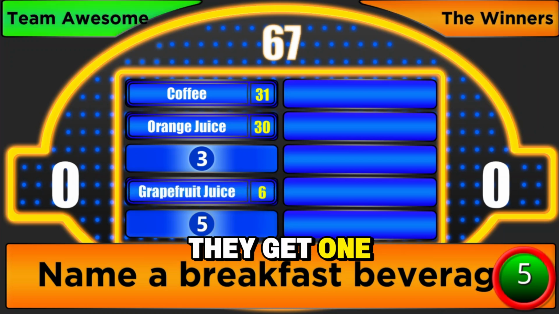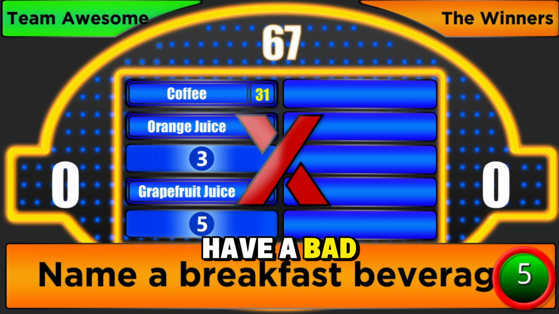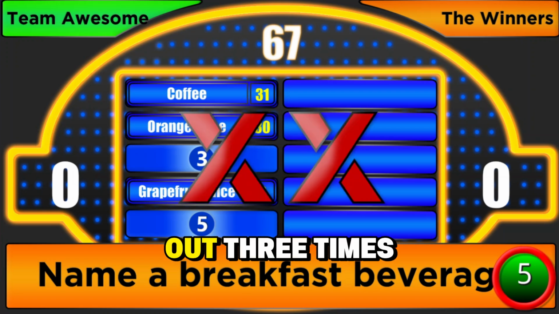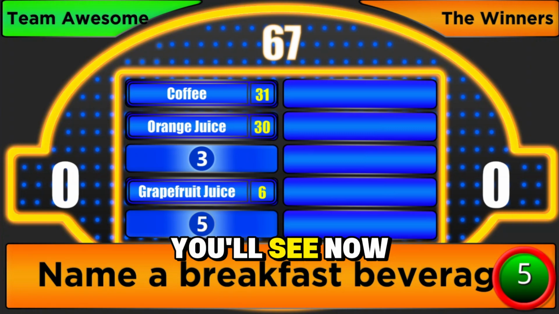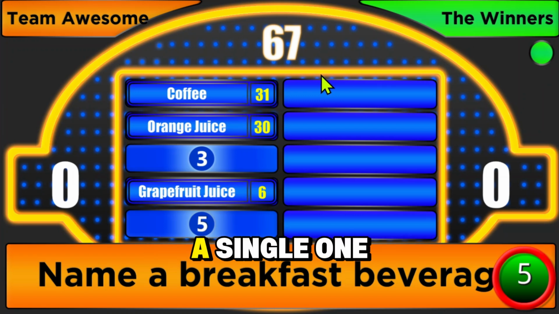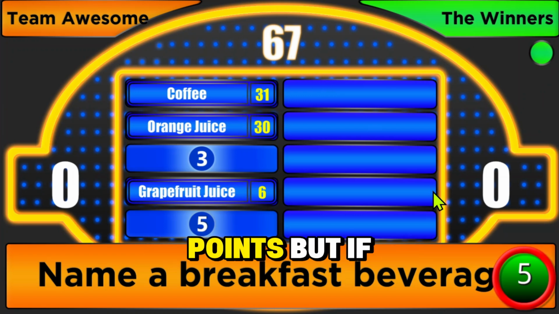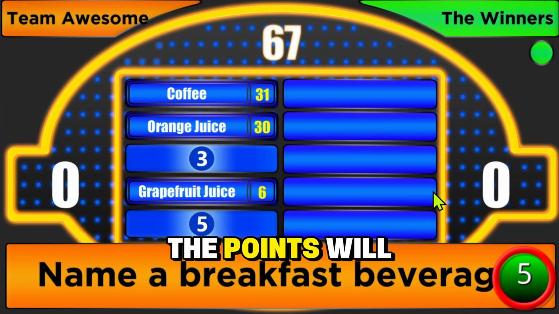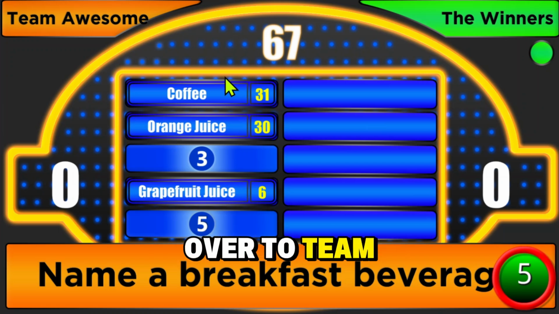So let's say they get one right, but then they have a bad streak and they strike out 3 times. You'll see now control is going to pop back over to the winners, and the green dot says that they have an opportunity to steal. If they get a single one correct, they get the points, but if they get it incorrect, the points will be awarded back over to Team Awesome.